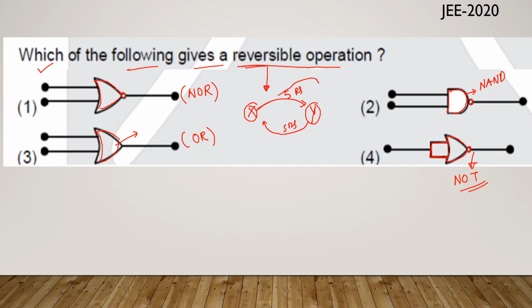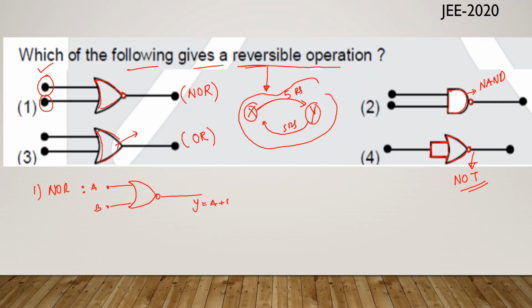Now remember this condition. Now let us see the four truth tables, or rather the four gates. How many inputs are here? First, let us see the first one, the NOR gate. The NOR gate has 2 inputs. This is the symbol for the NOR gate, and this is the output. Here A and B are the inputs, and what will be the output for the NOR gate? It will be nothing but (A plus B) bar.